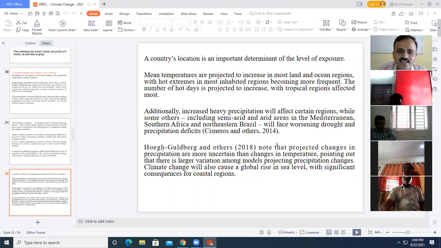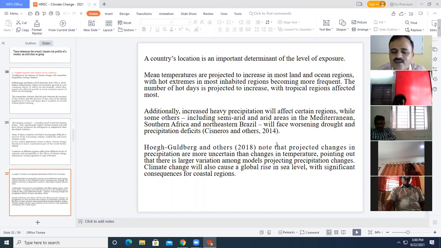We have just noted that a country's location is one of the major determinants of the level of exposure. Mean temperatures are projected to increase in most land and ocean regions, with hot extremes in most inhabited regions becoming more frequent. The number of hot days is projected to increase, with the tropical regions affected most. If hot extremes increase, the first effect is on the tropical regions, where developing and poorer countries are located.